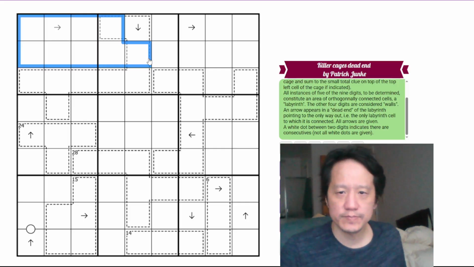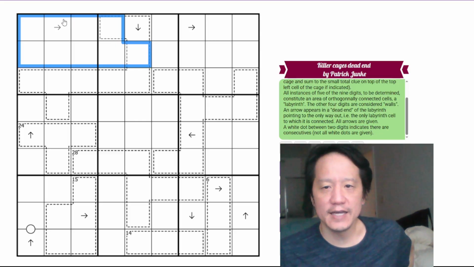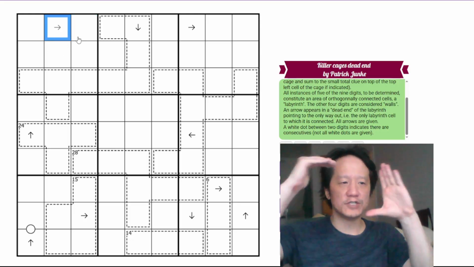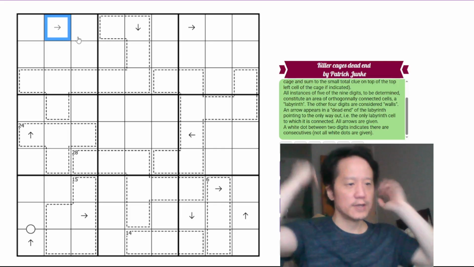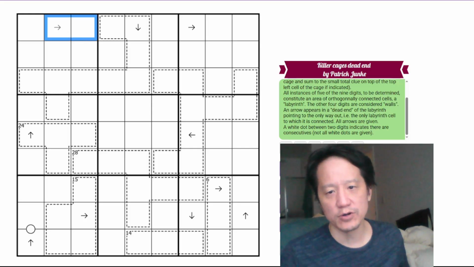An arrow appears in a dead end of the labyrinth, pointing to the only way out. That is the only labyrinth cell to which it is connected. Oh, interesting. And all arrows are given. So an arrow appears when you have essentially in the labyrinth a dead end. So this is essentially part of the labyrinth here.